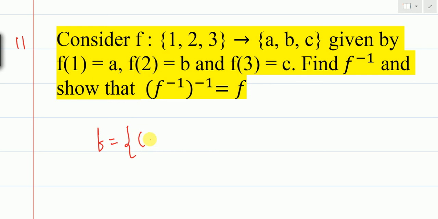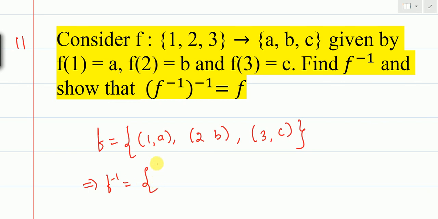It is given by f is equal to the set containing the ordered pairs (1, a), that is 1 is mapped to a, 2 is mapped to b, and 3 is mapped to c. This implies f inverse is equal to, we can interchange the elements in the ordered pairs so that you will get f inverse. So this is (a, 1), (b, 2), ordered pairs, and (c, 3).